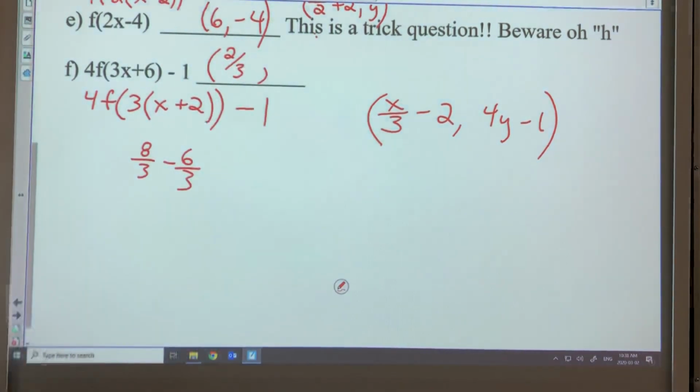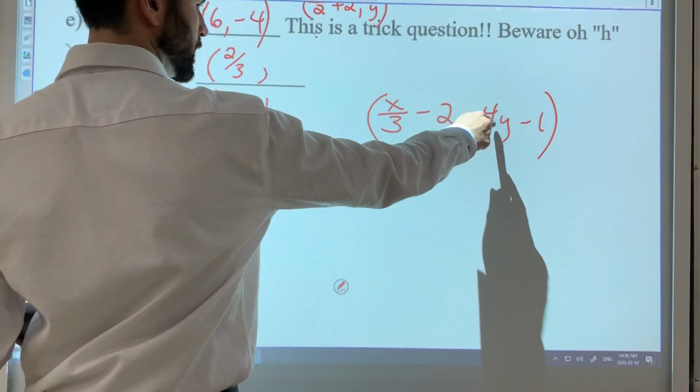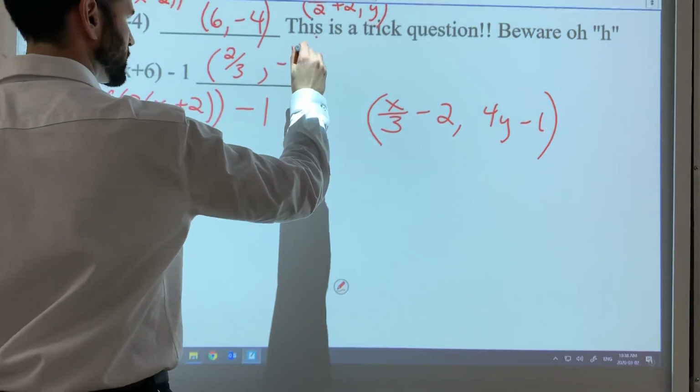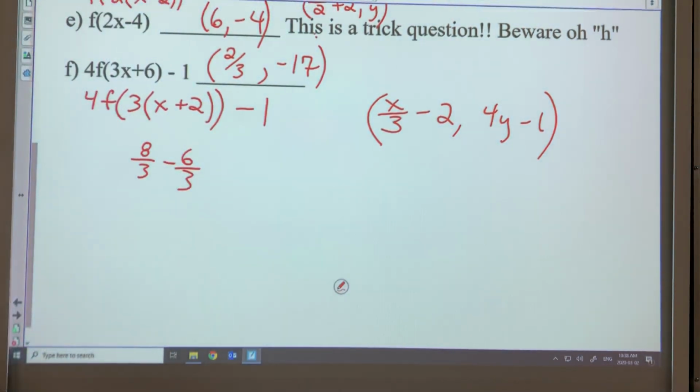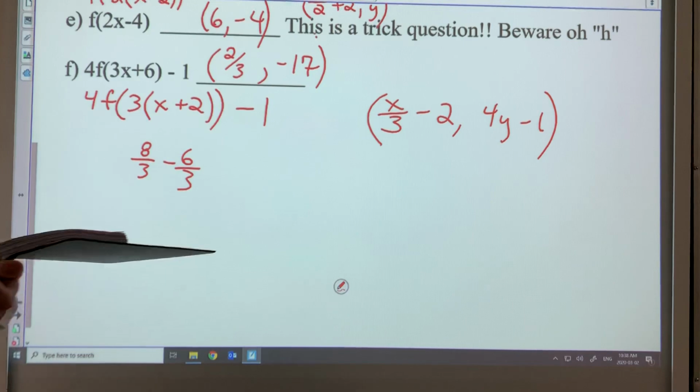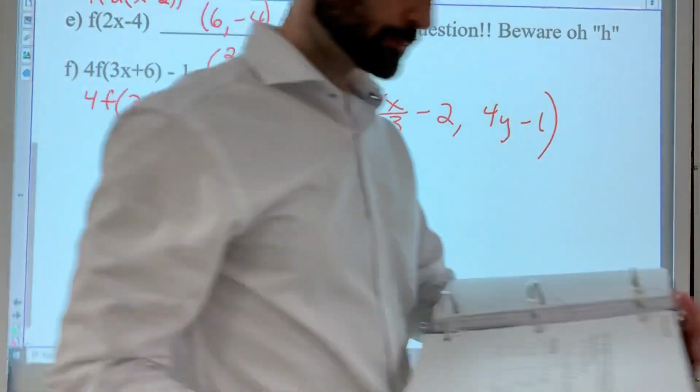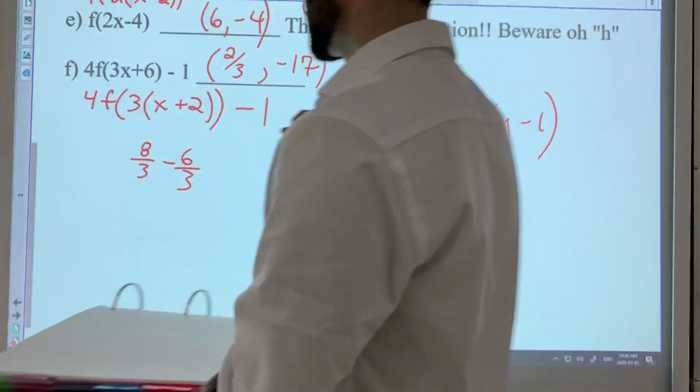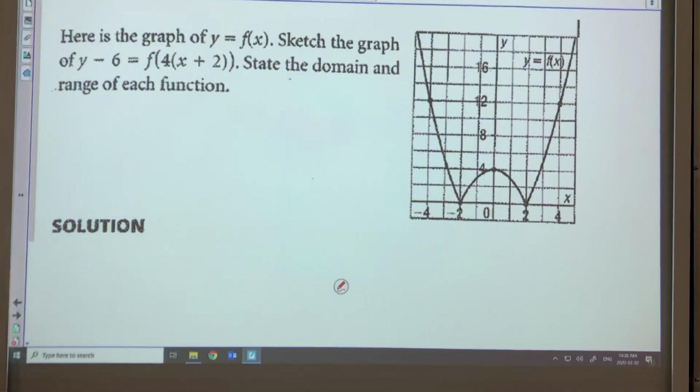Doesn't happen often on the exam, but obviously you need to be comfortable with fractions. This one here, when you get negative 16, subtract 1. So you get negative 17. Does everyone agree? Yes? Excellent. Right. So that was some practice with just coordinates.